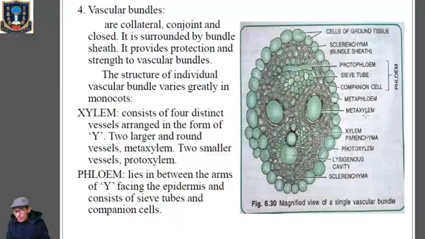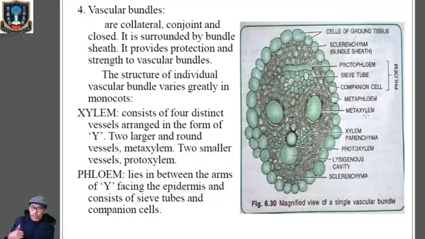I've told you already the meaning of those things: what collateral means, what conjoint means, and what closed means. Open type also we have discussed. Now here it said that it is surrounded by a bundle sheath. It provides protection and strength to the vascular bundle. Clear? So first thing you remember here is that vascular bundles are collateral, conjoint, and closed.